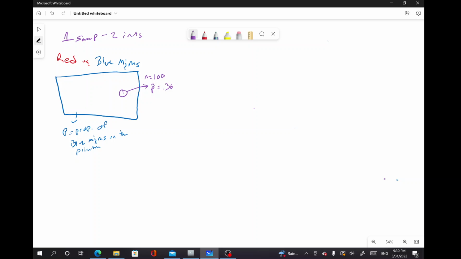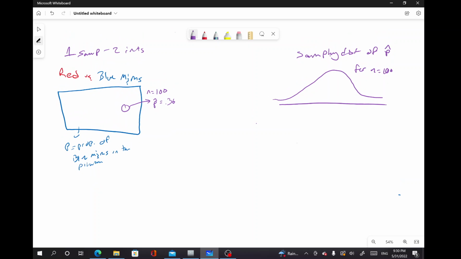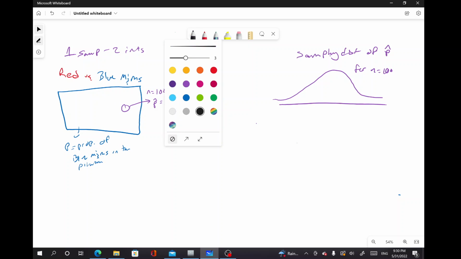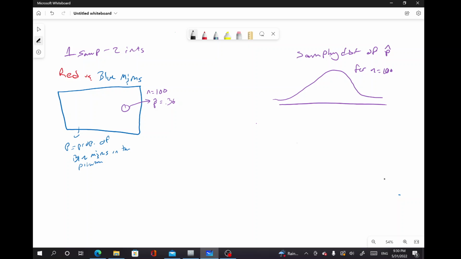So a good place to start with this is to look at the sampling distribution of p hats for n equals 100, because this is always going to be different for each sample size. And so what we want to do is make sure that this curve is normal. So how can we do this? Well, we can check a condition. We actually want to check a couple of them.